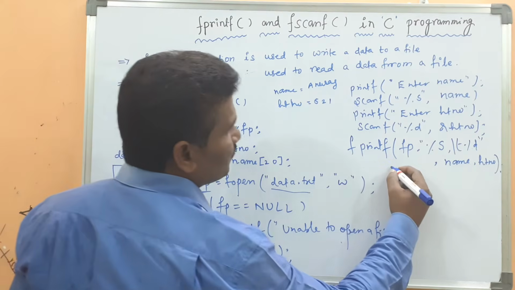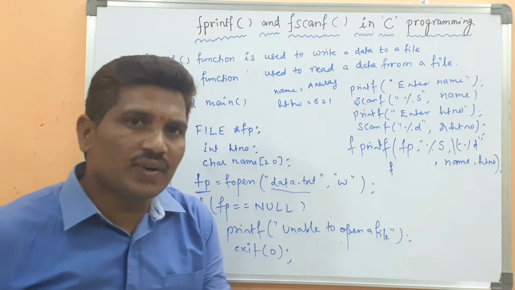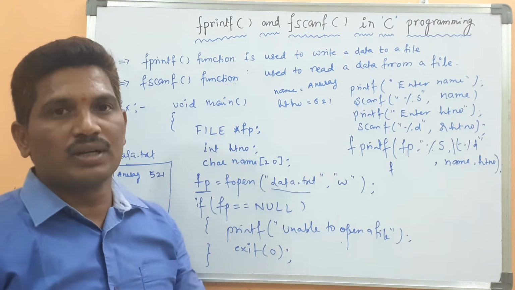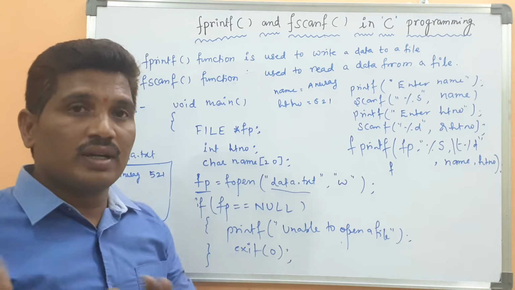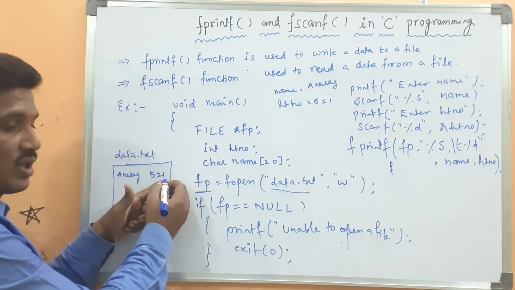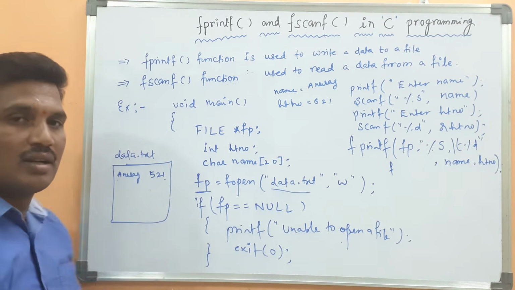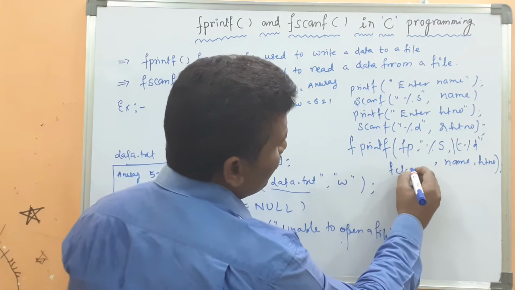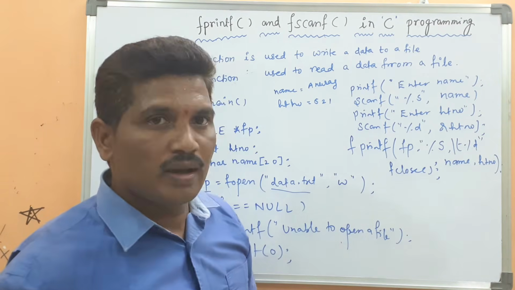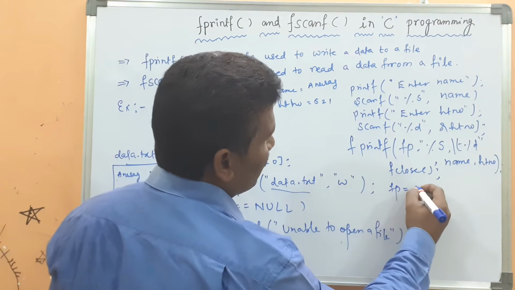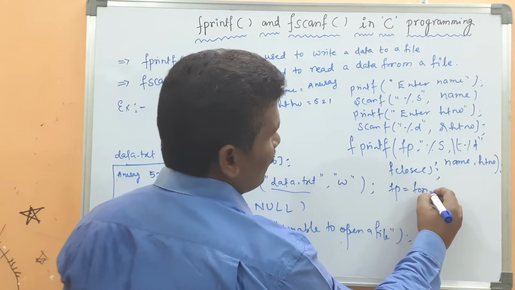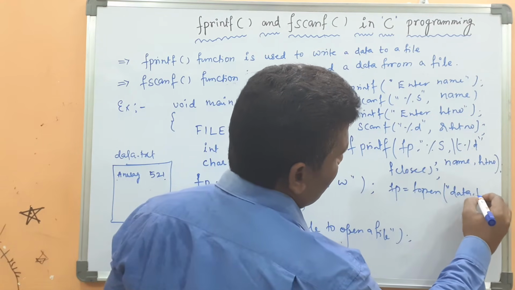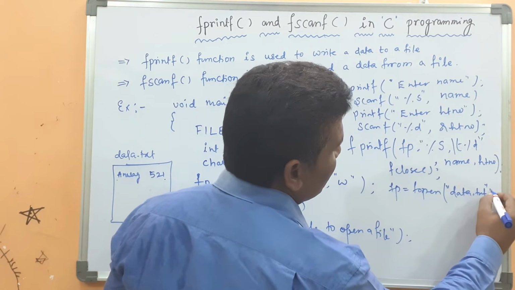Then fclose. Or you can use the rewind function. The file pointer comes to the beginning of the file. What is the use of rewind? If the cursor pointer is over here, it will move to the first position of the file. Or else we can close it. Fclose. After that, again you can open the file. Fopen, then data.txt. Then at this time it is read mode.